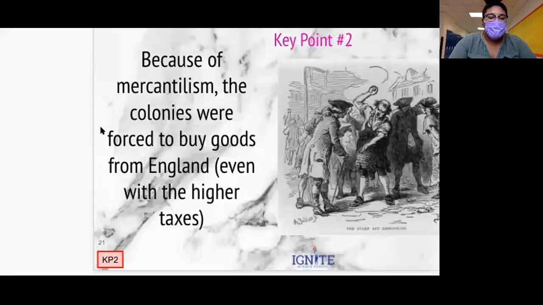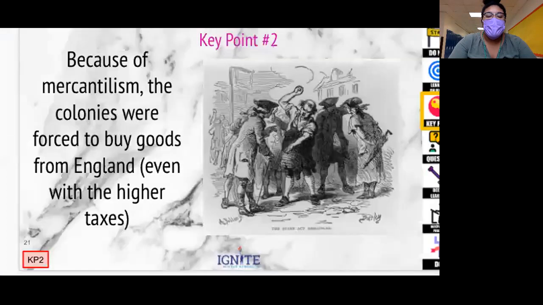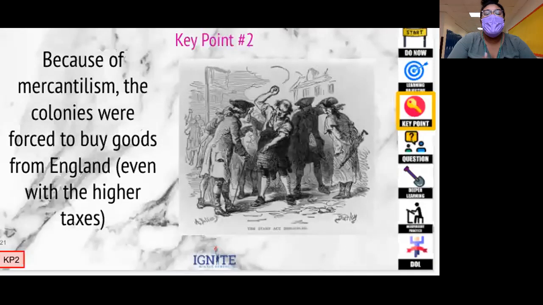Key point 2. Because of mercantilism, the colonies were forced to buy goods from England. So as we talked about with that map, because of this system of mercantilism, the colonies were forced to buy goods from England.